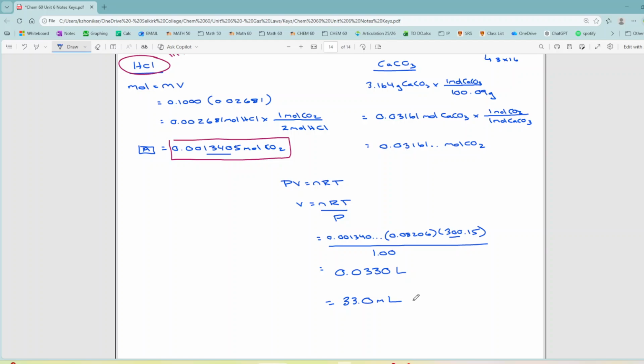Yay! Okay, hopefully gas laws feels good. Go and practice these questions.